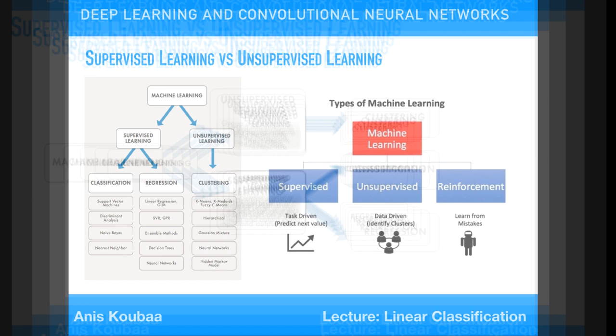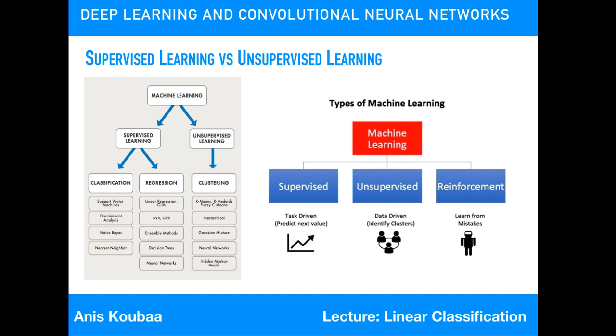We use support vector machine, discriminant analysis, naive Bayes, and nearest neighbor. Nearest neighbor, today I'm going to provide an example on it. About regression, there are different techniques as well, decision trees, neural network. Even neural network can be used for classification. And you have clustering like k-means, c-means, hierarchical, Gaussian mixture, neural network, and different approaches.